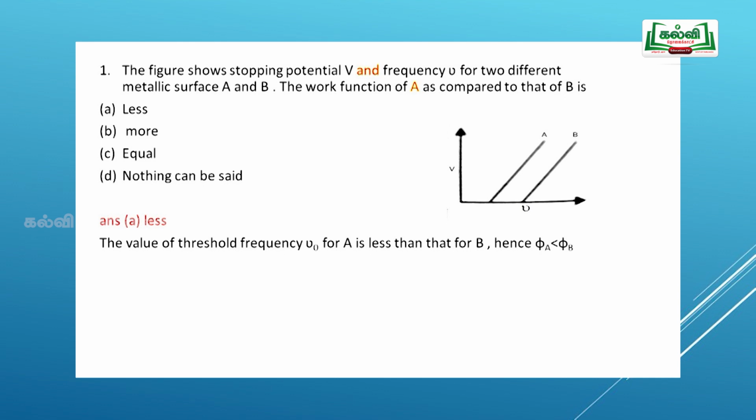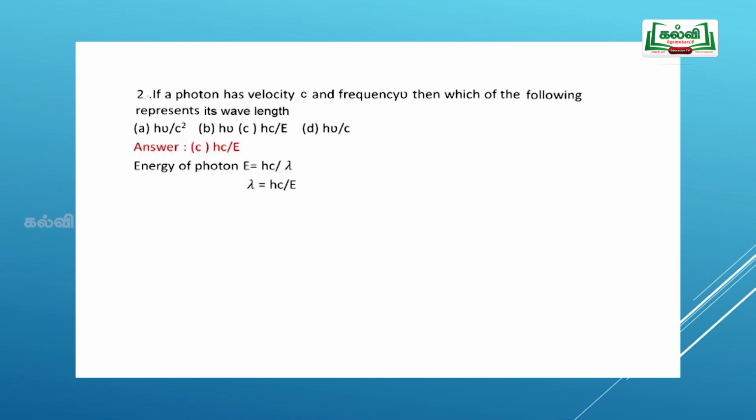Let's move on to the second question. If a photon has velocity c and frequency nu, then which of the following represents its wavelength? Option A, h nu by c square. Option B, h nu by c, h nu. Option C, hc by E. Option D, h nu by c. The answer is hc by E.